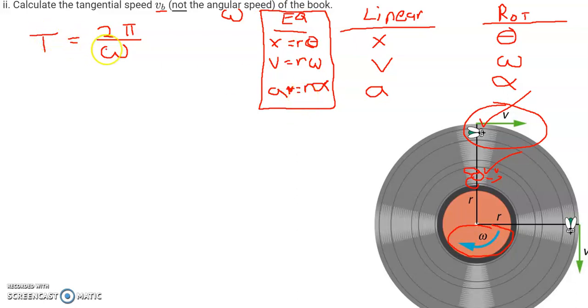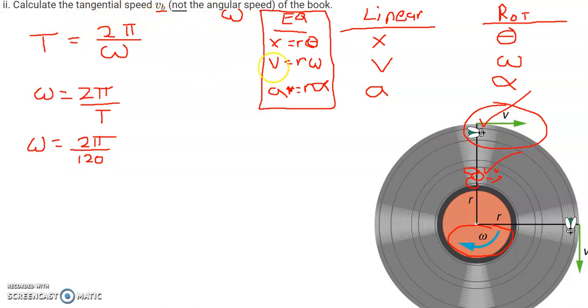Perfect. Okay, so we know the period is 2 pi over omega. This is on your equation sheet. Let's rearrange this. So that means omega equals 2 pi over T. That means the angular speed is 2 pi over, and we already said the period was 120. Okay. Now we found the angular speed.